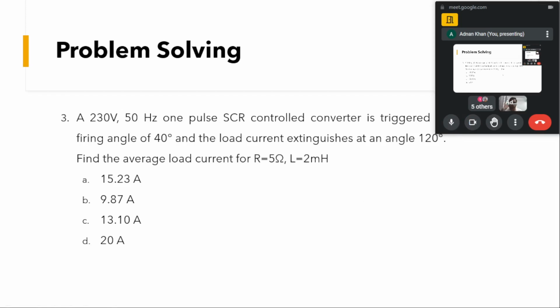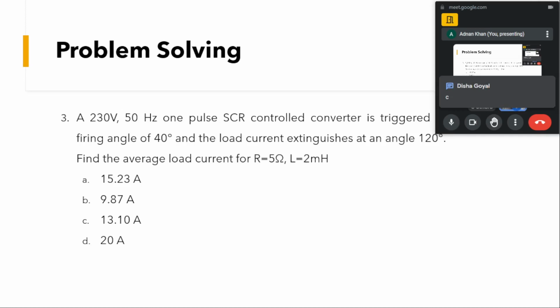So coming to the third question, what is given is a 230 volt, 50 hertz, 1 pulse SCR converter that is triggered. The firing angle alpha is given as 40 degrees, and the load current extinguishes at beta, 120 degrees. What we have to find is the average load current for R of 5 ohm and L of 2 millihenry.